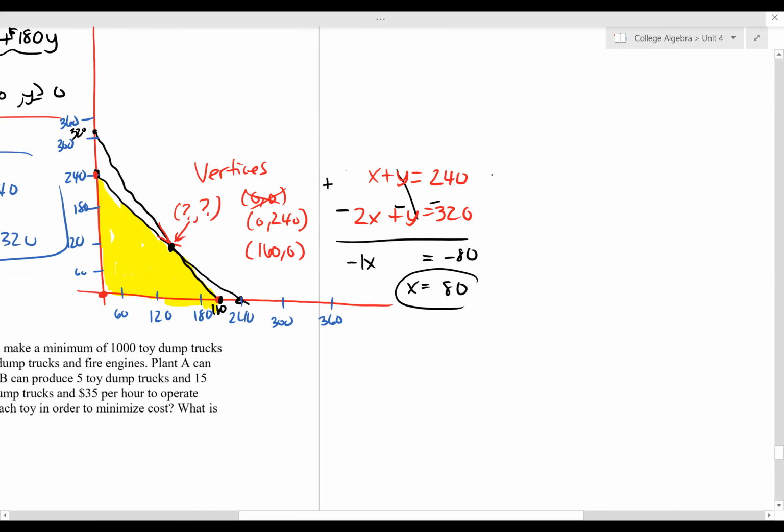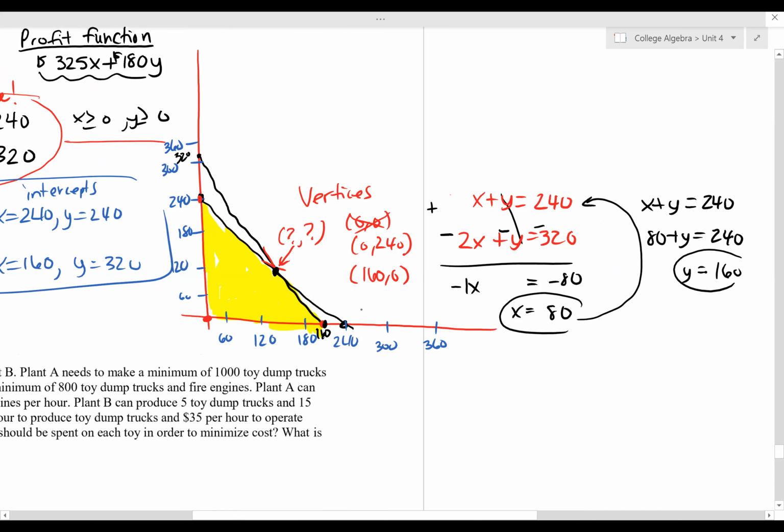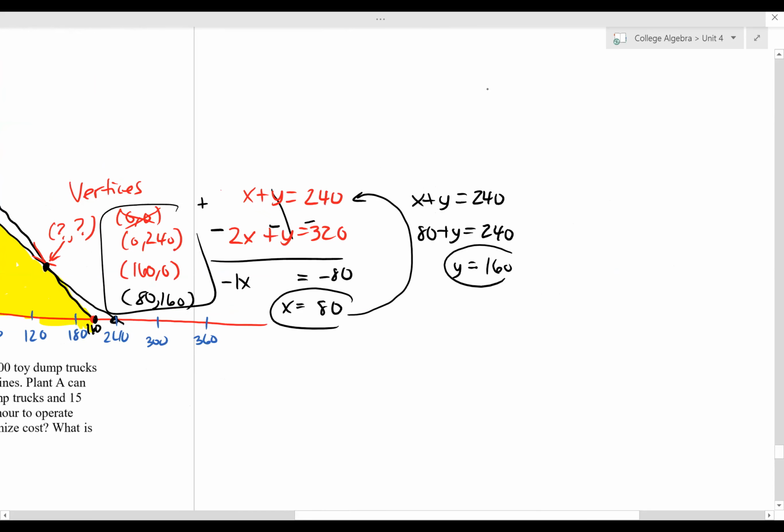And we just back substitute that into one of those original equations. I'm going to use the first one, x plus y equals 240. So 80 plus y equals 240. And so 240 minus 80 gives us the solution for y. Y is 160. So that mystery point of intersection, that vertex, is 80, 160. And so what we do with this now is we use that profit function and we test the corners of the region to see which one gives us the maximum profit.